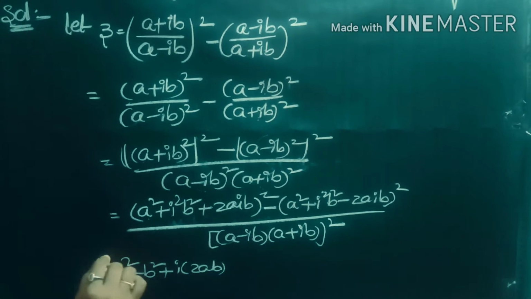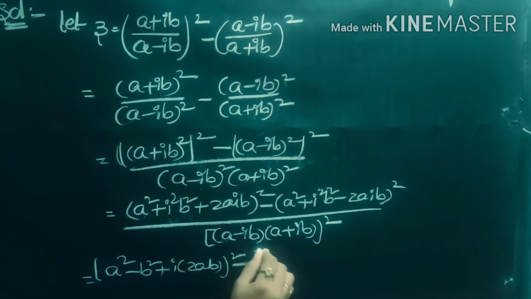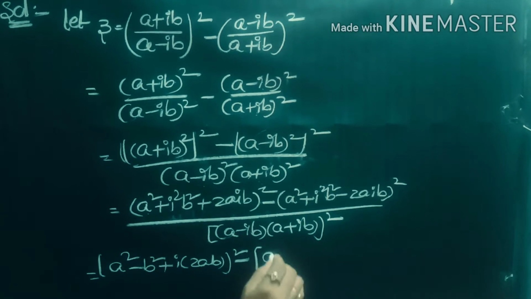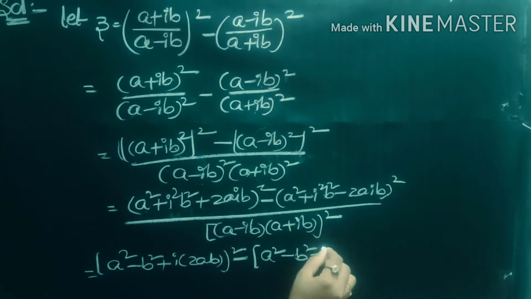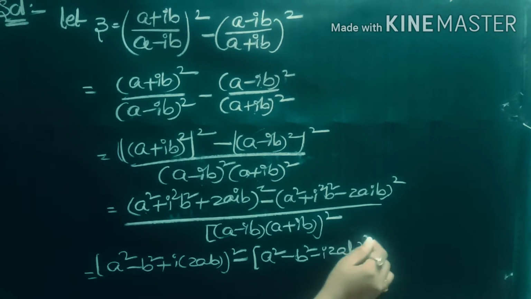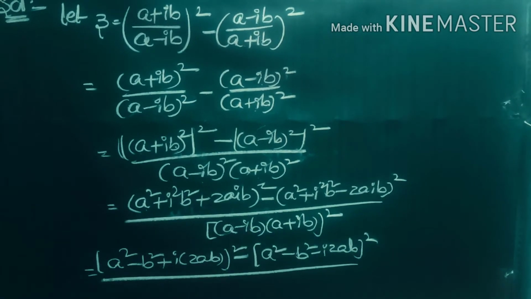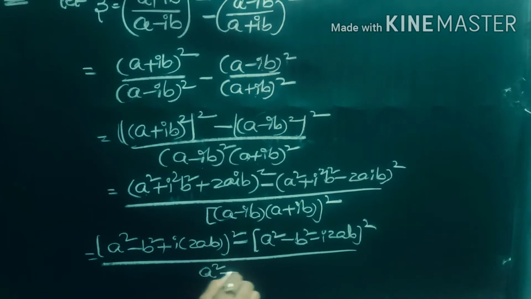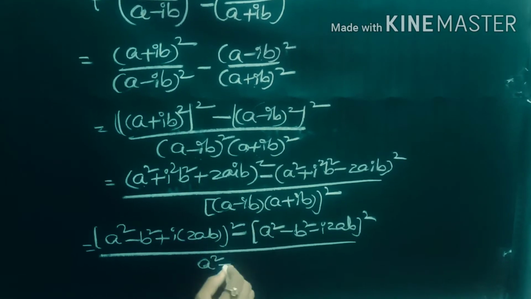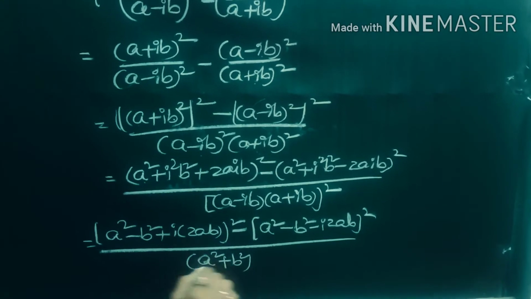This is the first term, whole square, minus, now taking the second term, which is also a^2, i^2 is equal to minus 1, minus b^2 minus i into 2ab, whole square by, now this is in the form of (a - b)(a + b), that is a^2 - i^2 b^2, but i^2 is equal to minus 1, that is (a^2 + b^2) whole square.